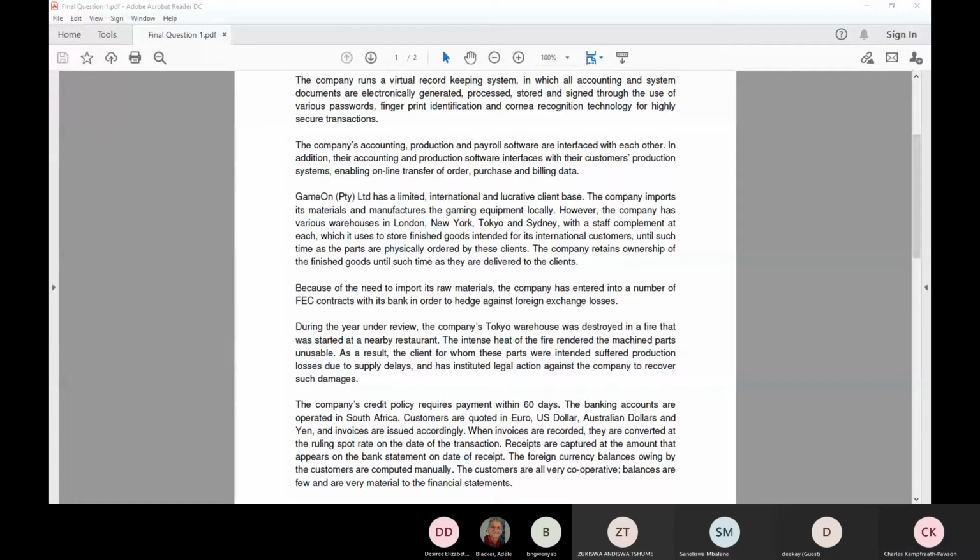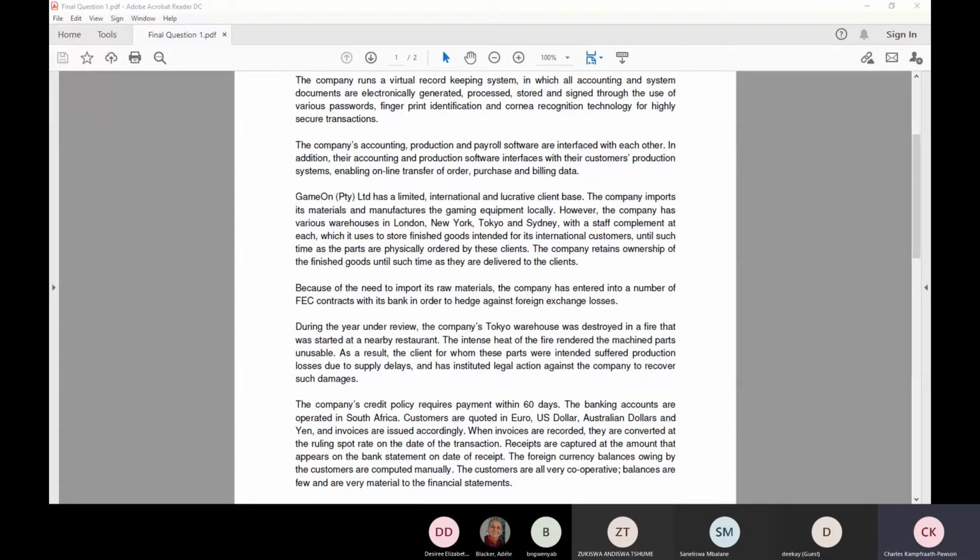And specialized audit evidence. Think of inventory. Inventory is a bit specialized in this case. There's international travel involved, there's Forex involved, all of that. So if you think along those lines, then you cover inventory. Think about bank and cash, for instance, because they speak of the FEC contract.